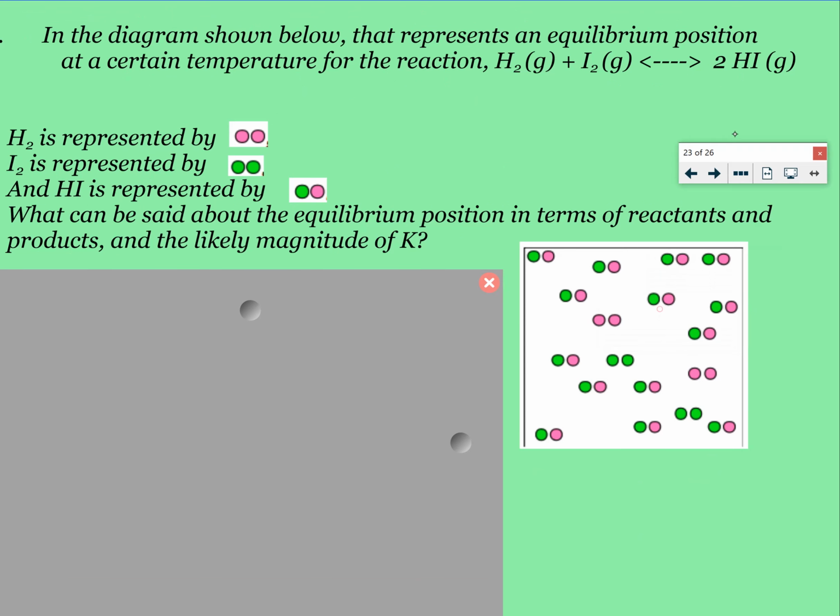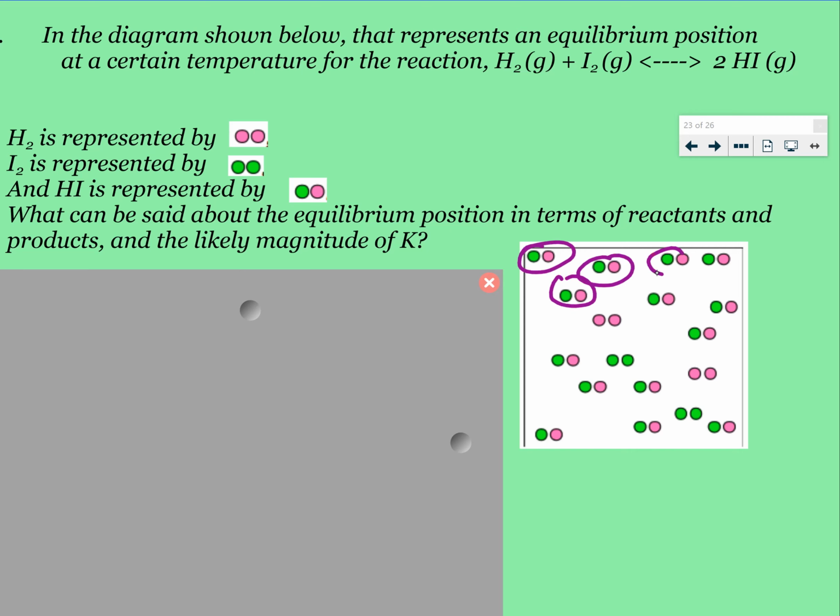So we got a diagram here. I should move that so we can see it. In the diagram shown below, that represents an equilibrium position at certain temperatures for the reaction of H2 plus I2 yields 2HI. H2 is represented by 2 pink dots, I2 is represented by 2 green dots, and HI is represented by a green and a pink dot. So hey, look, I see lots of those.